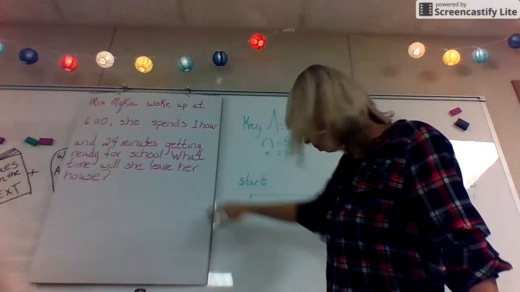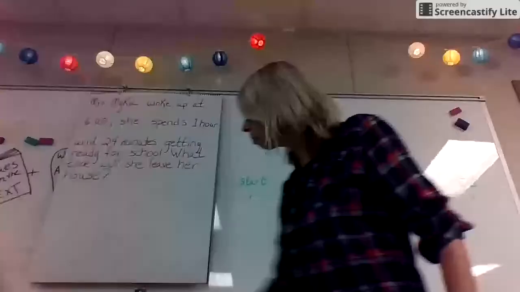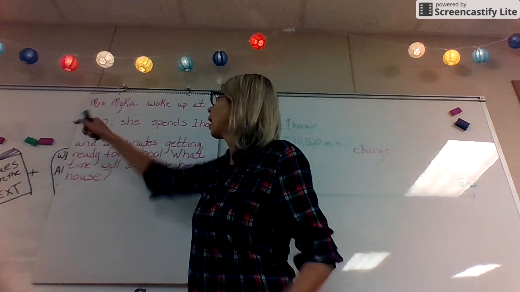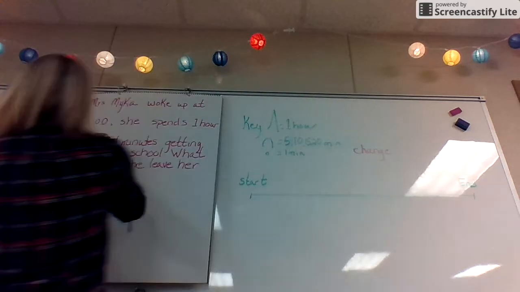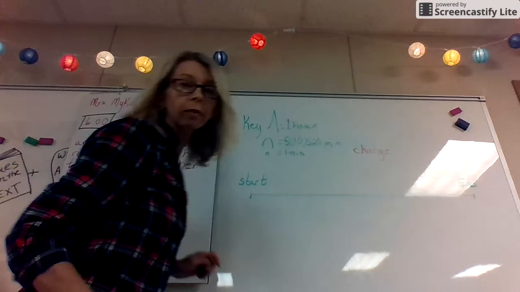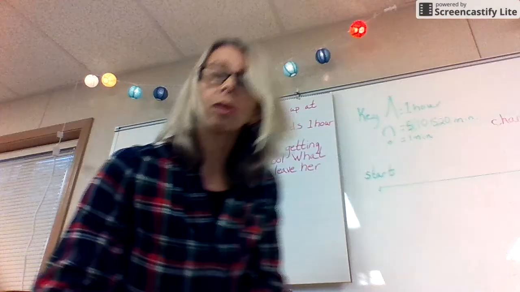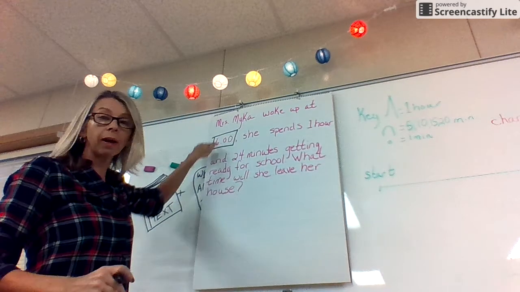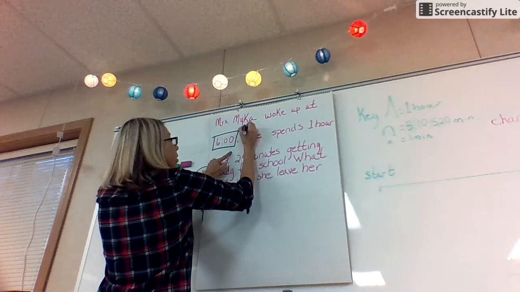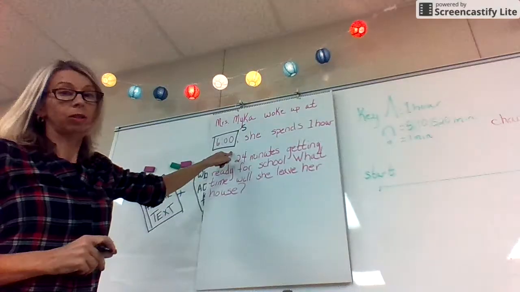So I'm going to start out with this, and I'm going to use some markers. So I woke up at 6 o'clock a.m. So this is going to be our start time. I usually teach the kids to circle or put a box around different aspects of the problem. And I'll put an S next to it so I know that's the start time.